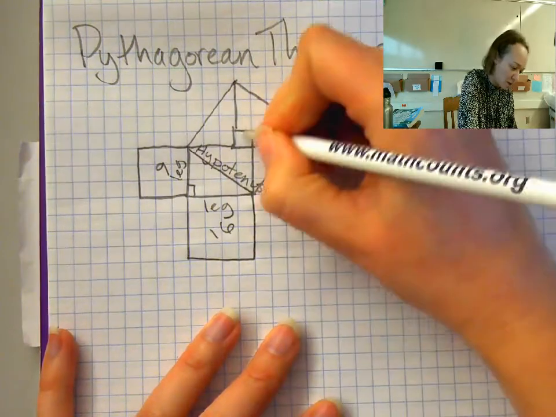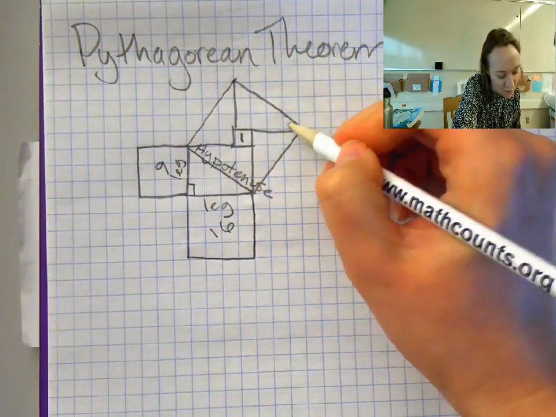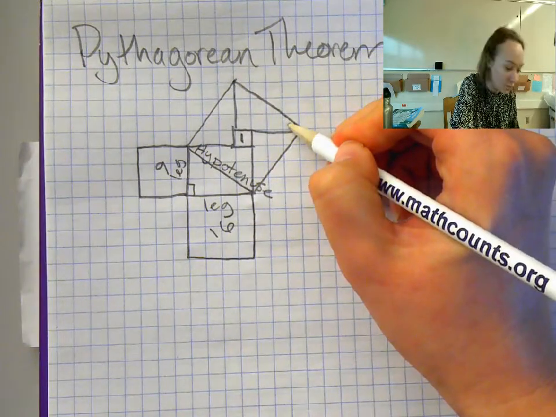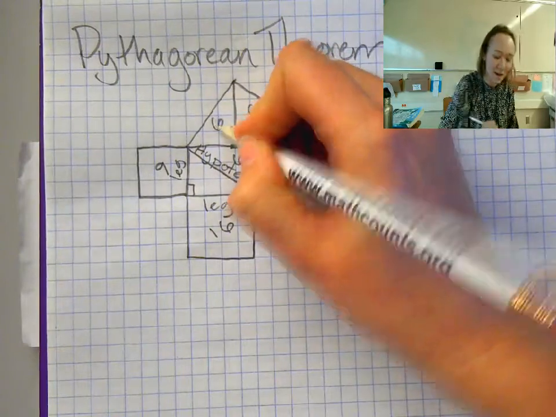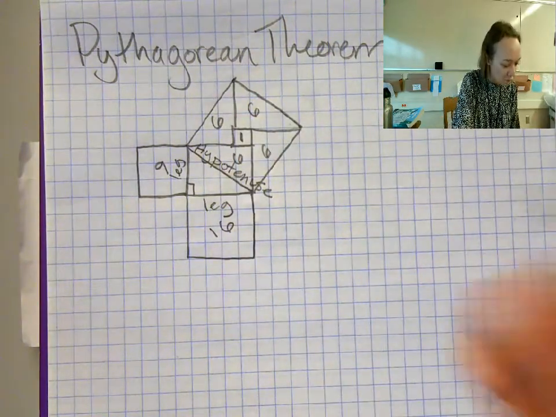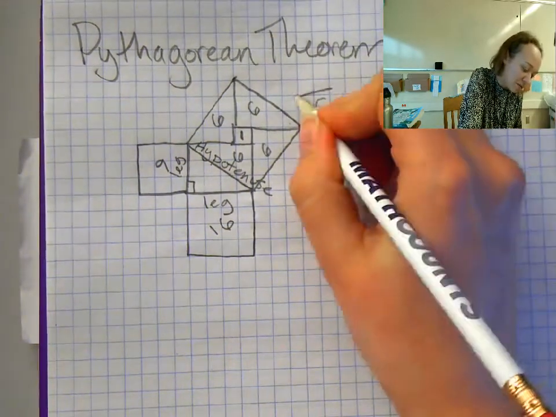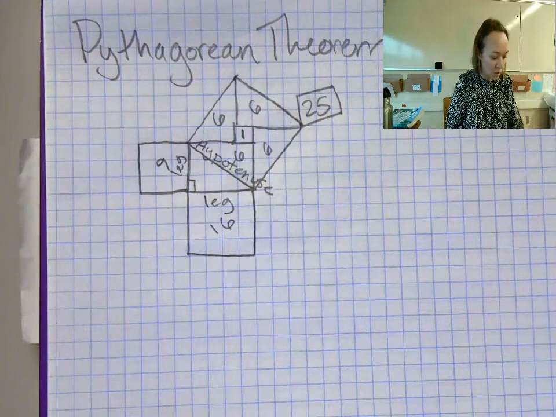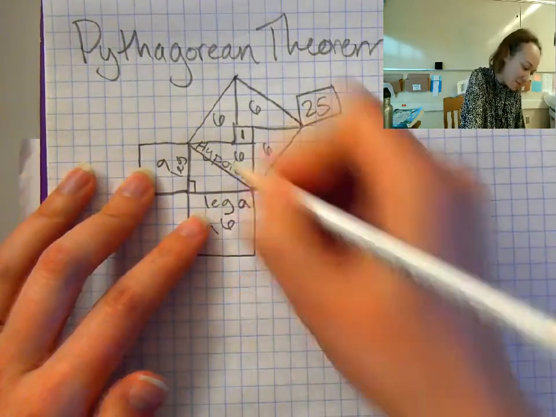So we have 1 in the middle, and then this is a 3 by 4, so half of it, that's 12, so half that would be 6. So each of those triangles is the same. They're all 6. 6 plus 6 plus 6 plus 6, that's 24, plus 1 is 25. So what we just showed here is that the legs are always sides A and B.